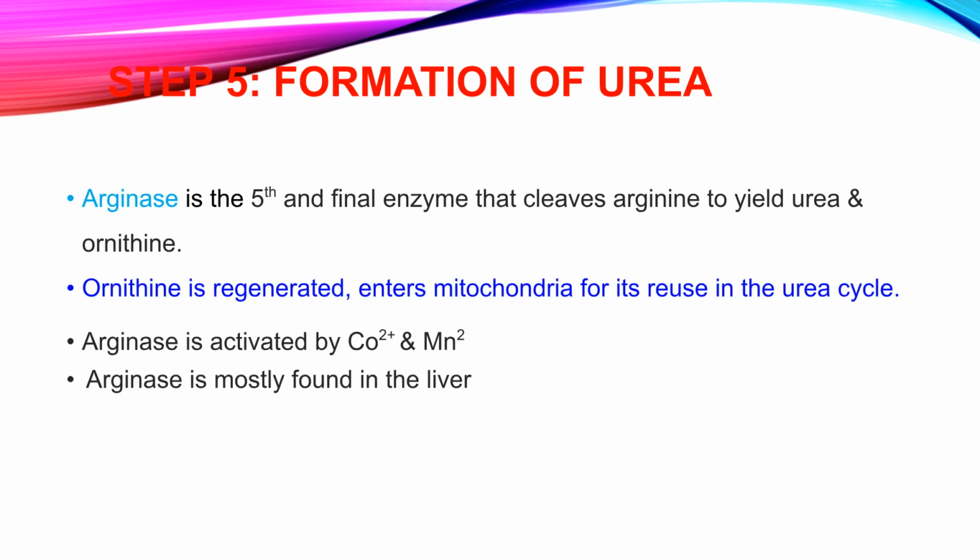Step 5 is the formation of urea. Arginase, the 5th and final enzyme, cleaves arginine to produce urea and ornithine. Ornithine is regenerated and re-enters the mitochondria for reuse in the cycle. Arginase is activated by Co2+ and Mn2+ and is primarily found in the liver.